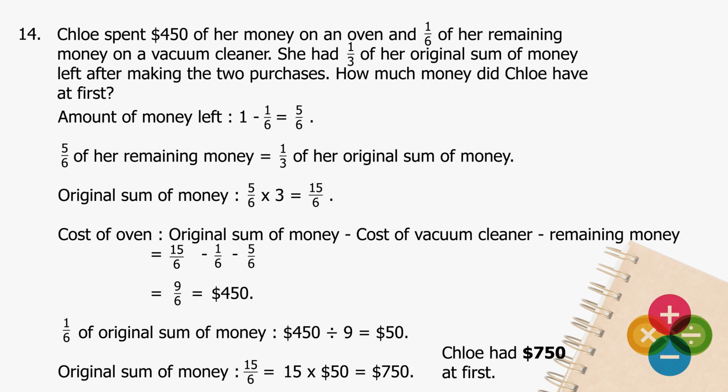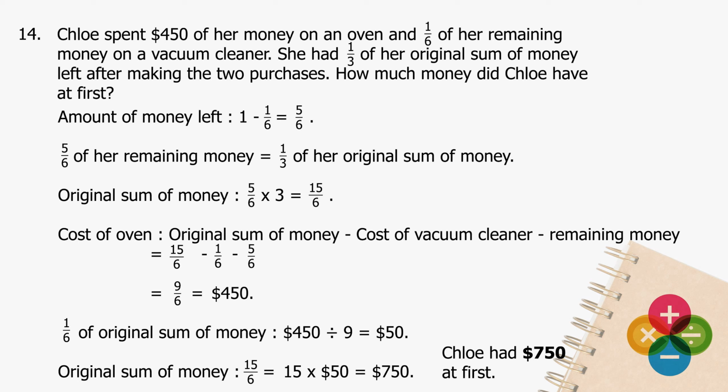The amount of money left will be, subtract 1/6 from 1, and the difference is 5/6. 5/6 of her remaining money will be equal to 1/3 of her original sum of money. The original sum of money will be, multiply 5/6 by 3, and the product is 15/6. The cost of oven will be, subtract the cost of vacuum cleaner, and then the remaining money, from the original sum of money, which is equal to, subtract 1/6 and then 5/6 from 15/6, and the difference is 9/6.